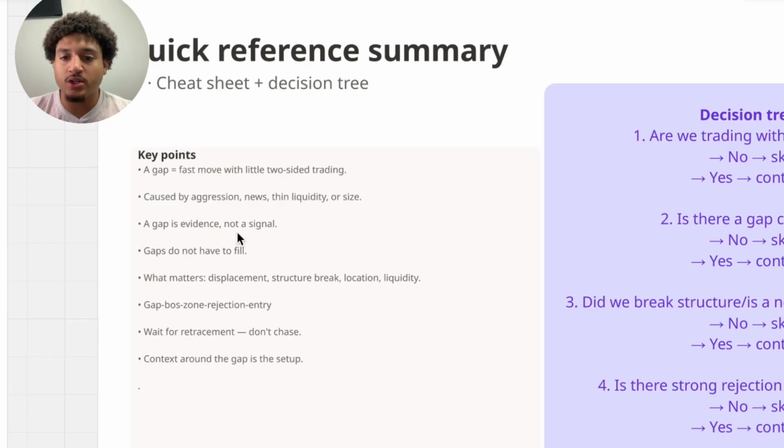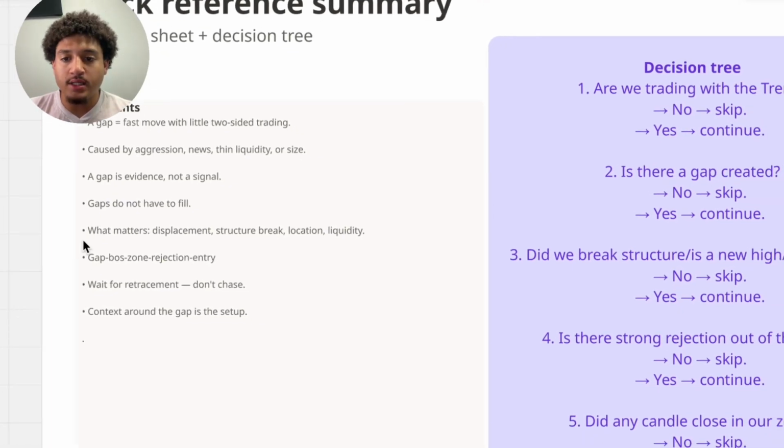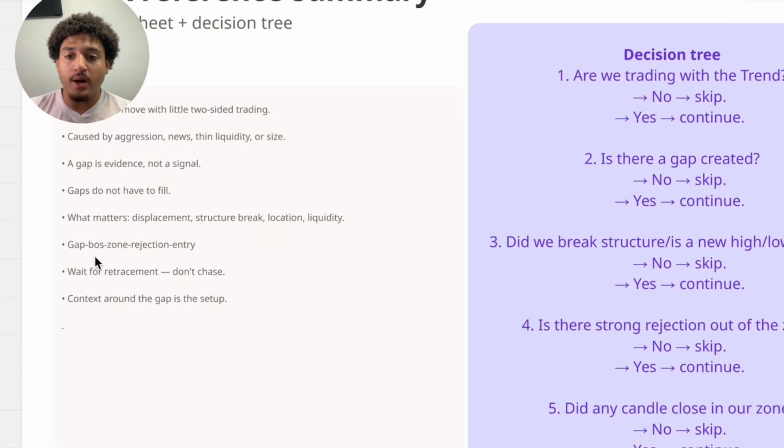Just because there's a gap created does not mean we need to get into a trade. Gaps do not have to fill. Just because there's a gap created does not mean we have to come fill the gap and reject off. What matters is displacement, structure break, location, and liquidity. So: gap, break of structure, zone, rejection, entry.